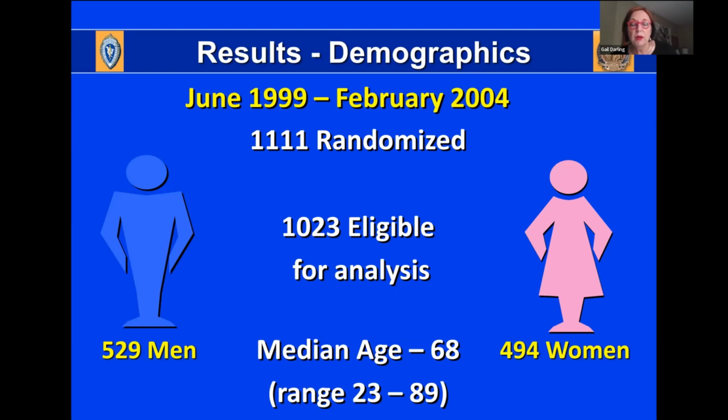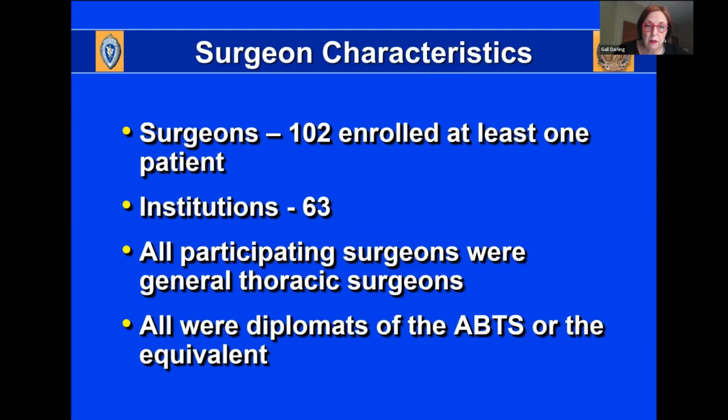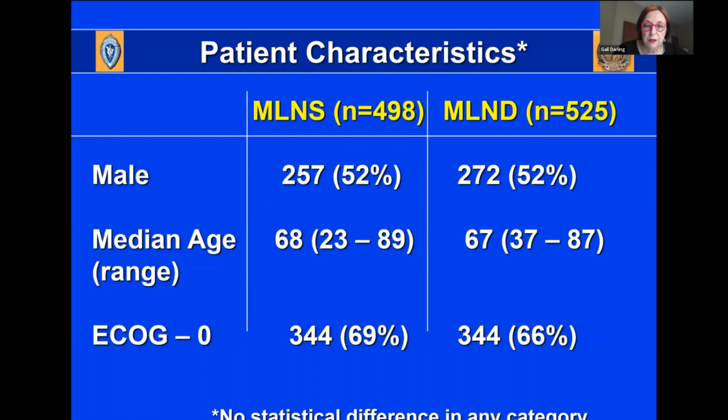So there were 1,111 patients randomized, 1,023 eligible for analysis. At the time of this study's completion, this was the largest randomized study in thoracic surgery. All the surgeons were general thoracic surgeons and were diplomates of the American Board of Thoracic Surgery or equivalent. I won't go into that.